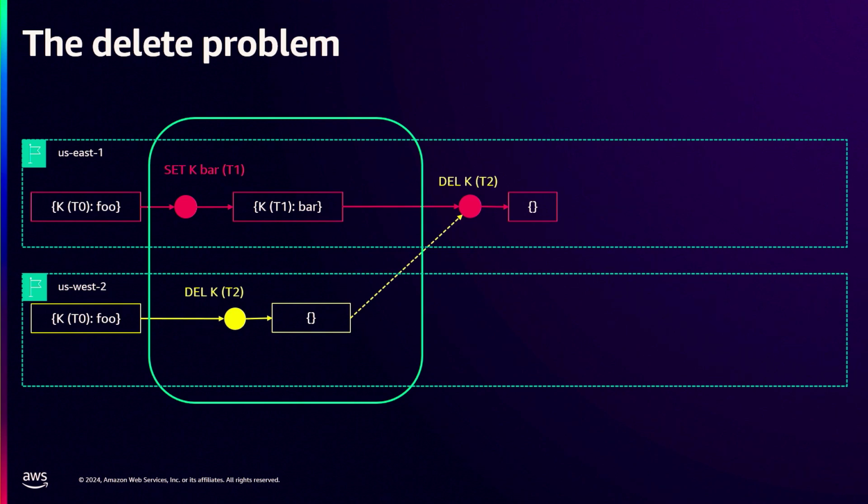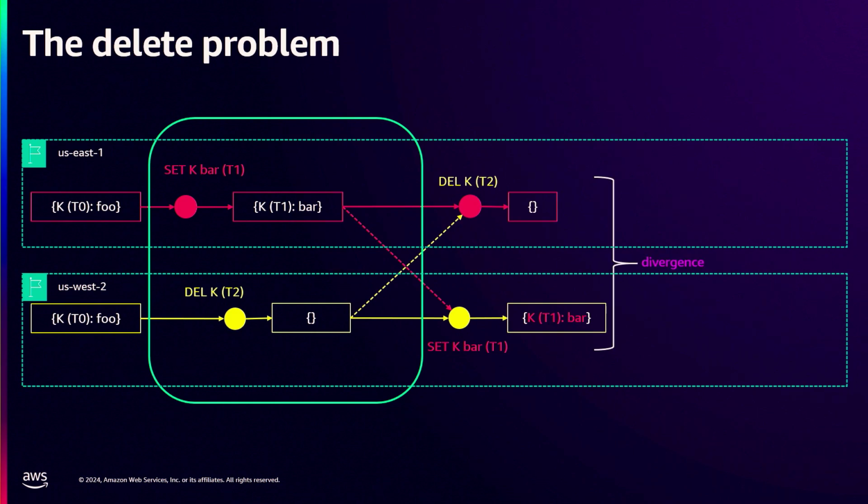T2 is newer than T1, so the correct thing to do here is just to delete that key. However, replications flow the other way too, remember? So now we process the set k bar command at time T1 coming from the other regions. Unfortunately, our database is empty, so we have no way of attaching the metadata. Okay, we apply the command, and then we create that key with the value bar.